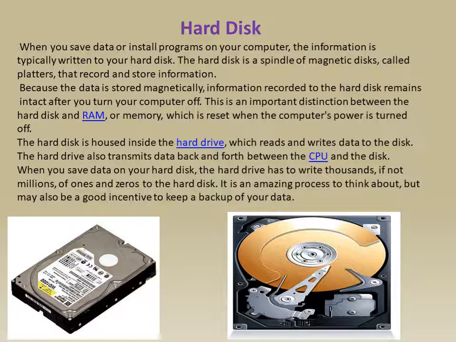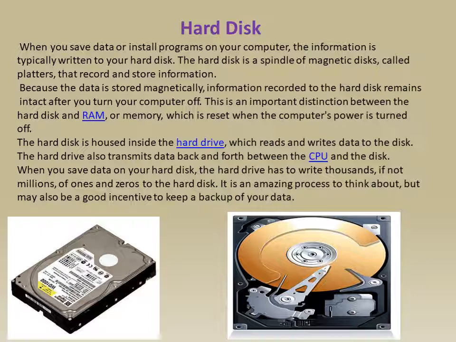Okay, so whatever software you install, when you save the data, it goes to your hard disk. The hard disk is a spindle of magnetic disks called platters that record and store the information. That consists of the magnetic disk where the data or the information is stored, and as it is magnetic, the data is permanently saved.